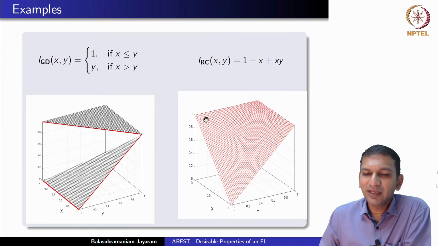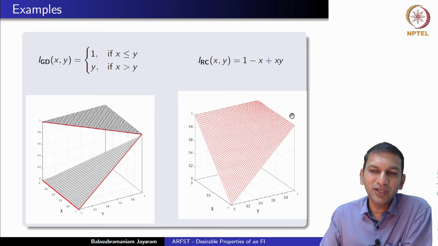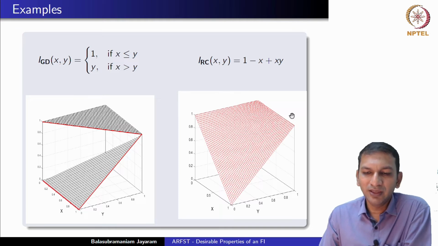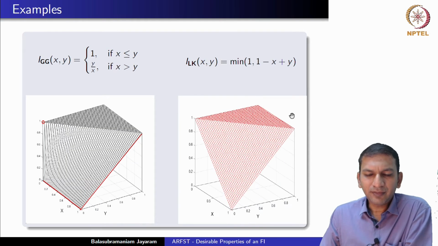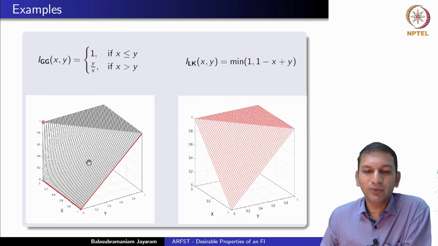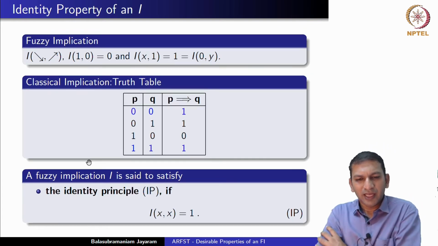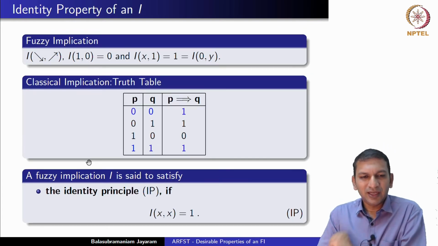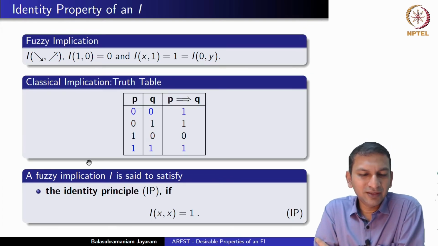Whereas for the Reichenbach, it is 1 only on the left and top boundaries, nowhere else. Wherever it's essentially required to be 1, only there it is 1 and nowhere else. When it comes to Gaines-Rescher and Lukasiewicz, once again, above the diagonal they are 1, but below that, it is not taking the value 1. If you actually look at this, it gives us a nice, interesting idea.